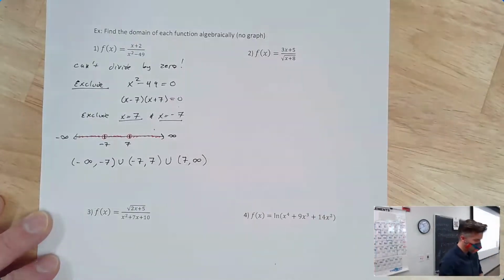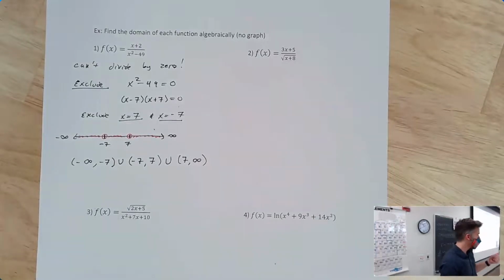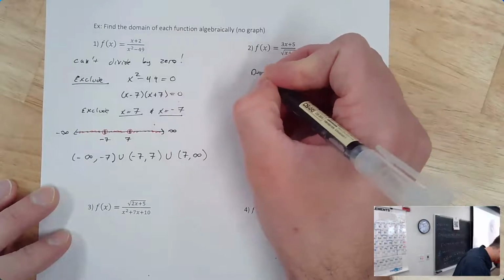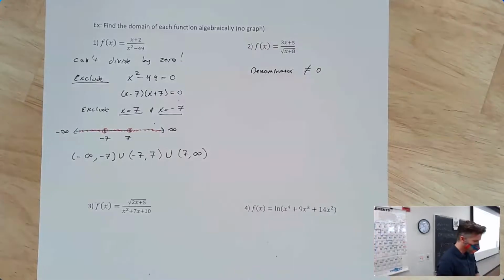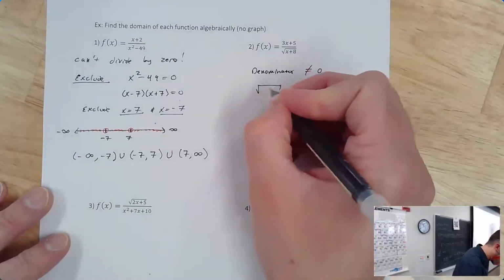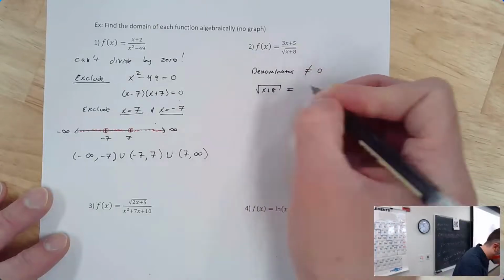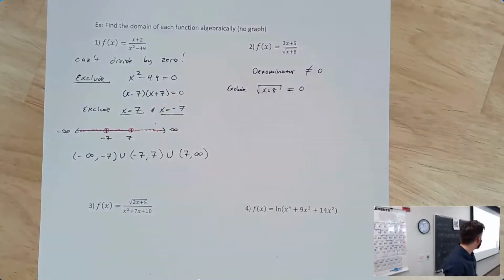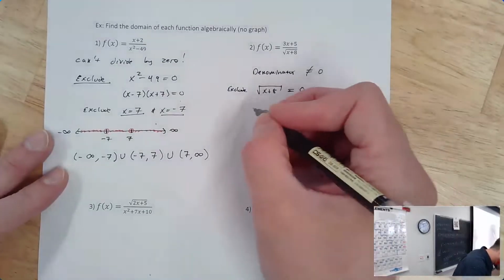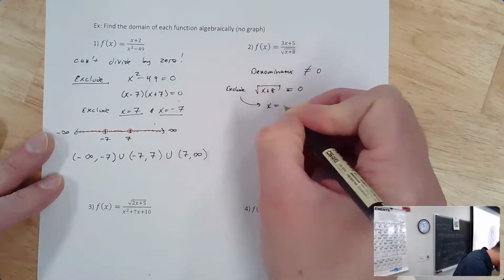So I see a couple things. I see fractions. I see a square root. So we could do it in two pieces. We could say, well, I know the denominator can't equal 0. So I need to make sure that the square root of x plus 8 doesn't equal 0. I usually like to write the words exclude: square root of x plus 8 equals 0. And what's going to be the only value of x that's going to be a problem there? What's going to make that equal to 0? -8. So I'm going to exclude x equal to -8.